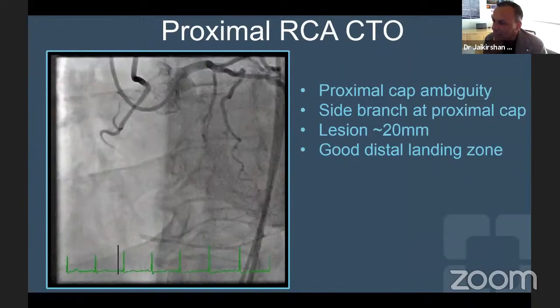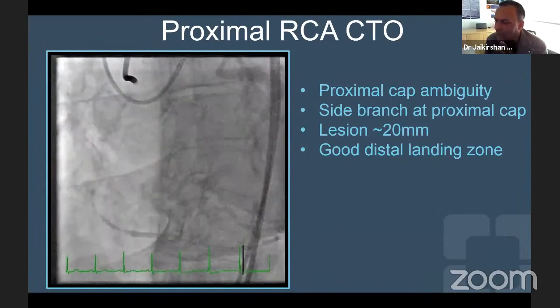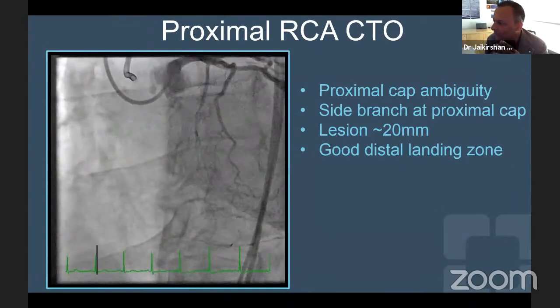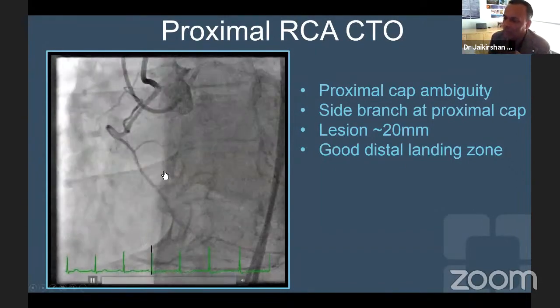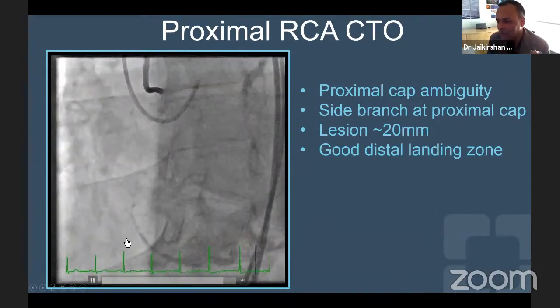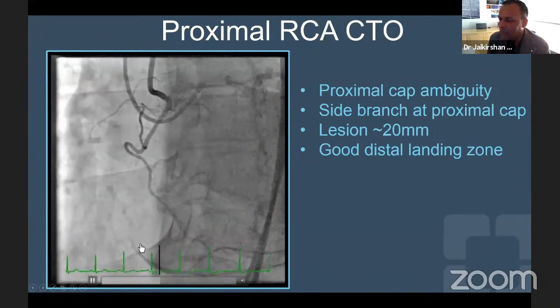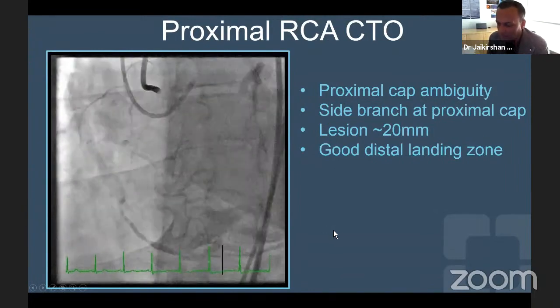And then this is another case I'll share with you. This is a case of a proximal right coronary artery where there's a lot of ambiguity at the proximal cap. There's a side branch located right at the cap. The lesion is around 20 millimeters, and there's a very good distal landing zone. So this is a case that typically in the US, we would probably be looking at doing an ADR on.